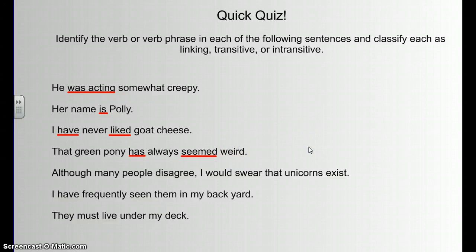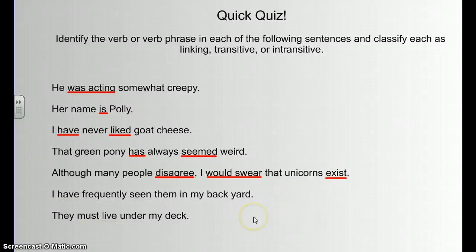Number 3, although many people disagree, I would swear that unicorns exist. I have 3 verbs in this sentence. See if you can find all 3. Disagree is the first one, would swear is the second one, and exist is the third one. Disagree is intransitive because it's not being done to anything. Would swear is transitive because I'm swearing that unicorns exist. And again, exist is intransitive because it's not being done to anything. It is simply an action being completed.